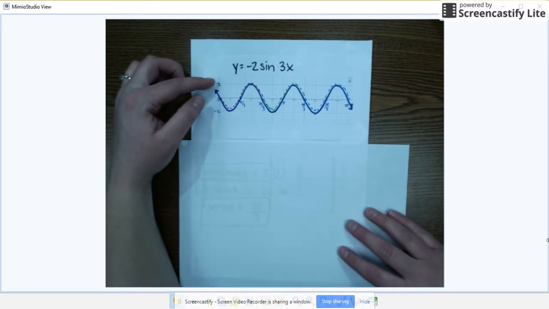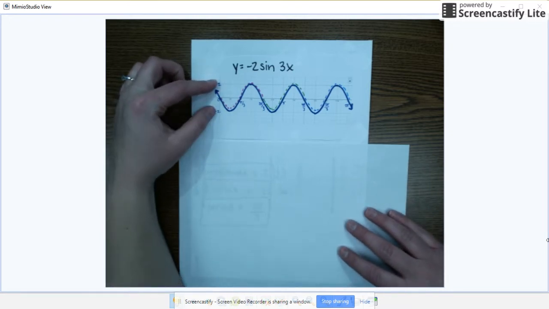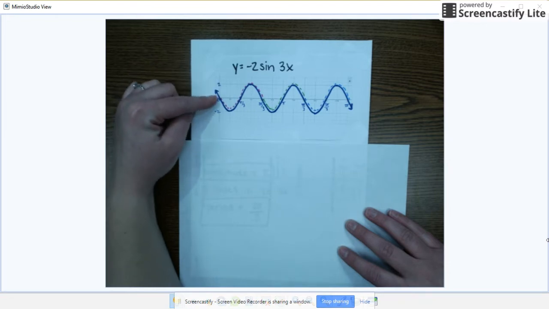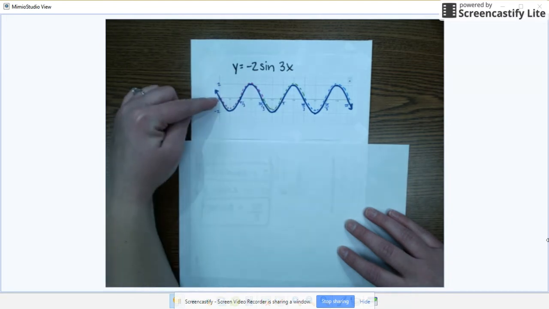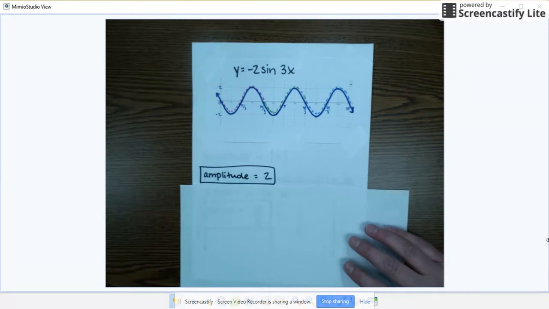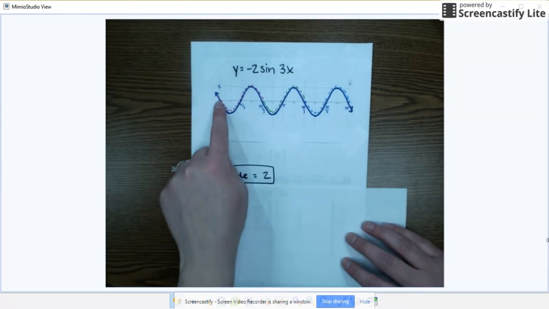So again, half the distance from our max to our min. So our max to our min goes from 2 to -2. So a distance of 4 divided by 2, your amplitude would be 2. If you find the distance from the center of your graph to your max, that's also 2. So amplitude is 2. There are 3 different cycles.